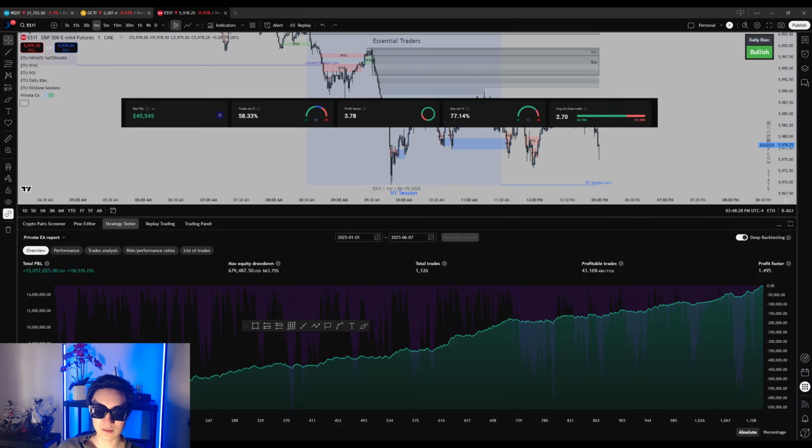But the thing is, since there's no emotions attached to trading robots, you can up the leverage a little bit just to make more returns. So that's also another option you can do with trading robots.